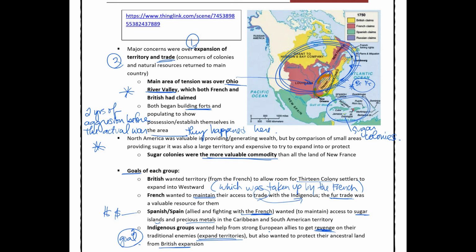And that's one of the escalating parts or one of the triggers of the actual war itself, right? So two big concerns that they had, they wanted to expand into that territory. And the second part was they also wanted area for trade, right? The more settlements they had in that new territory meant the more consumers for merchandise that came from the main countries, meant more natural resources that they could send back. So that territory is called the Ohio River Valley, and it's really important that you'll know that.